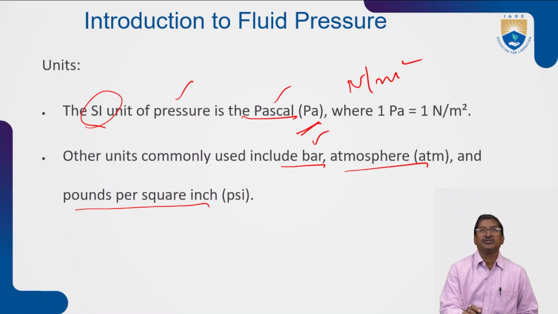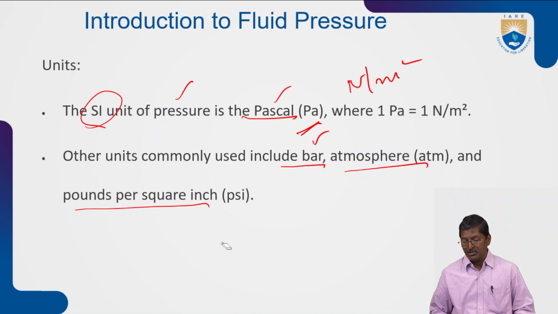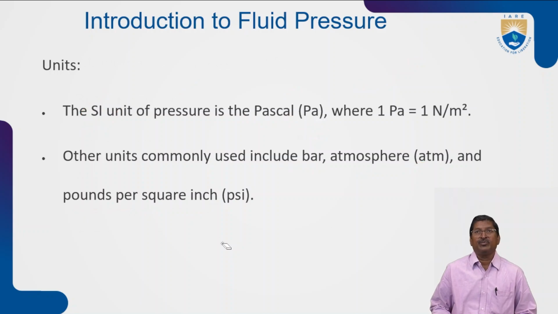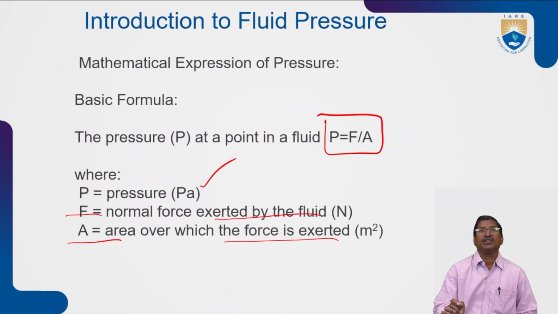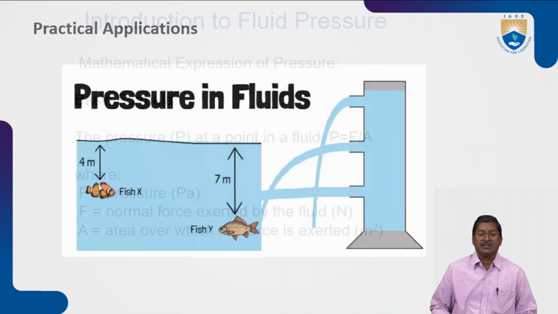Then the unit for fluid pressure is Pascal, Newton per meter square is called Pascal. And bar is also usually used for fluid pressure. Another unit is atmospheric pressure, and pounds per square inch is also a unit for fluid pressure. So the formula for fluid pressure: P is equal to F by A, where P is pressure, F is force, and A is the area over which the force is exerted.